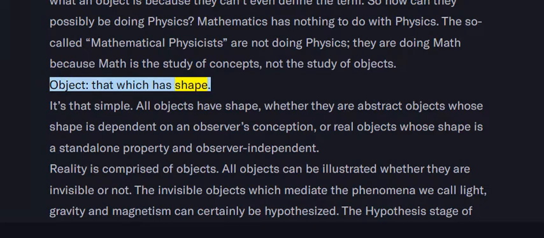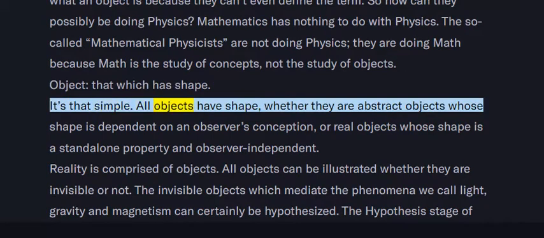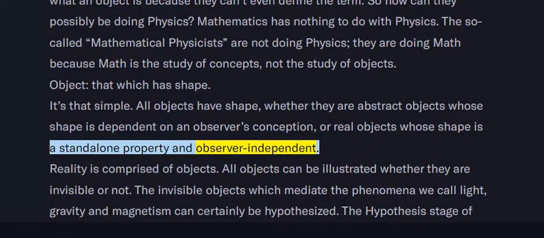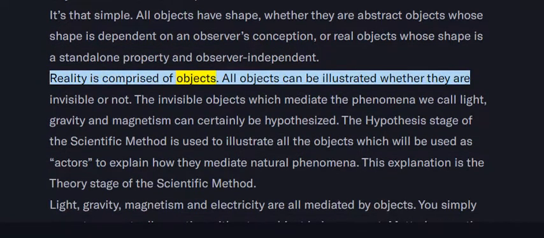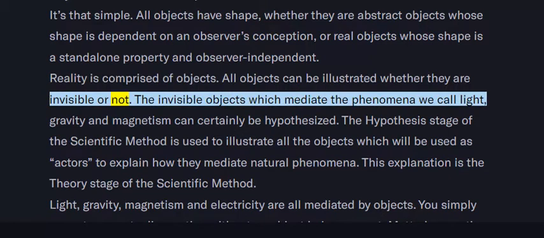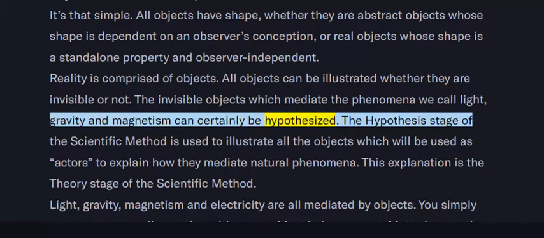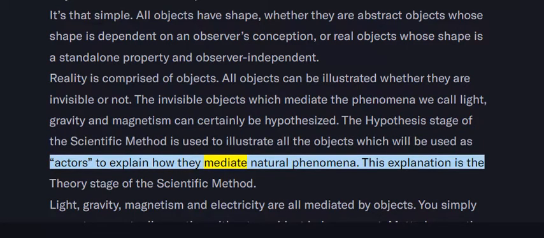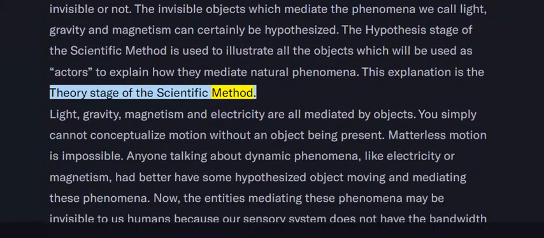Object: that which has shape. It's that simple. All objects have shape, whether they are abstract objects whose shape is dependent on an observer's conception, or real objects whose shape is a standalone property and observer-independent. Reality is comprised of objects. All objects can be illustrated whether they are invisible or not. The invisible objects which mediate the phenomena we call light, gravity and magnetism can certainly be hypothesized. The hypothesis stage of the scientific method is used to illustrate all the objects which will be used as actors to explain how they mediate natural phenomena. This explanation is the theory stage of the scientific method.